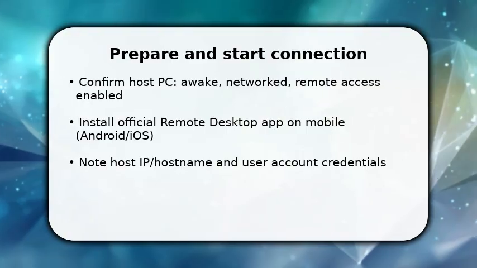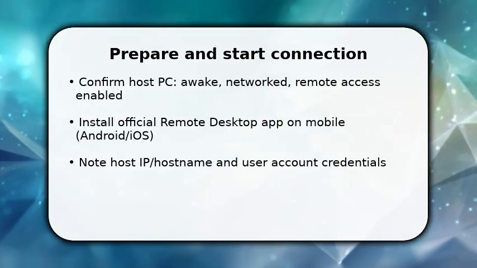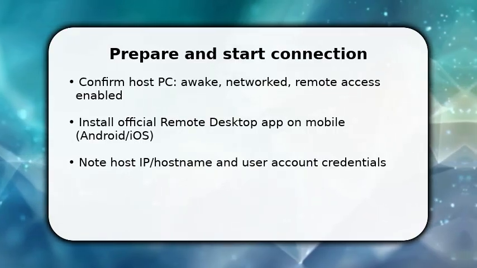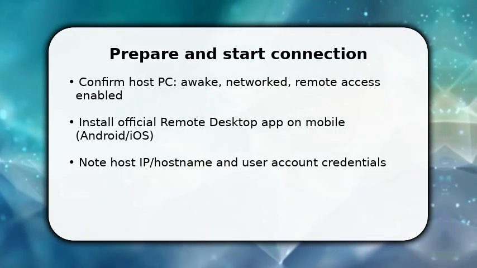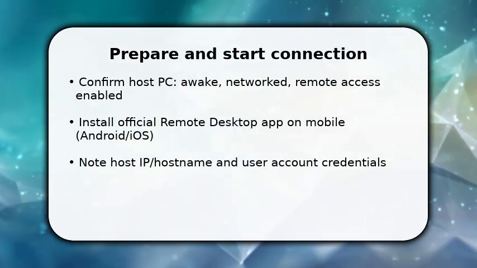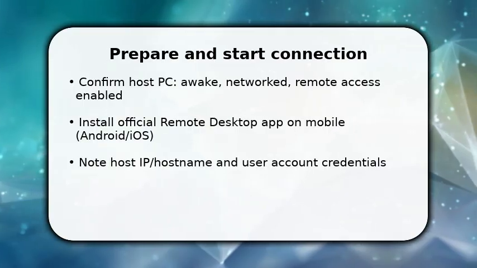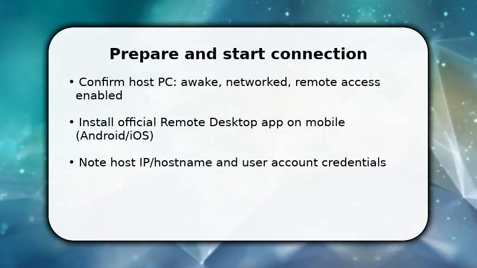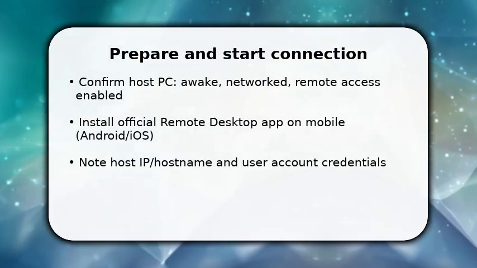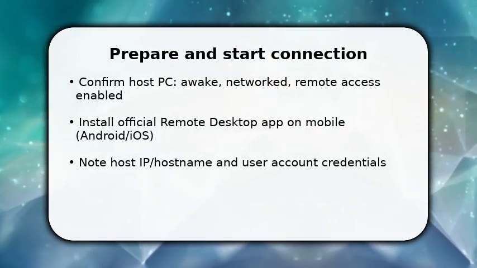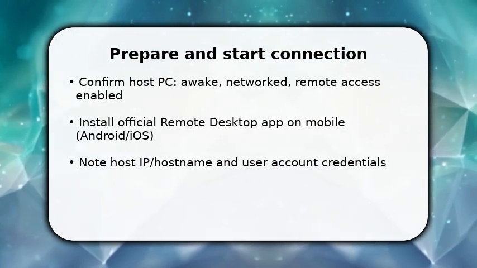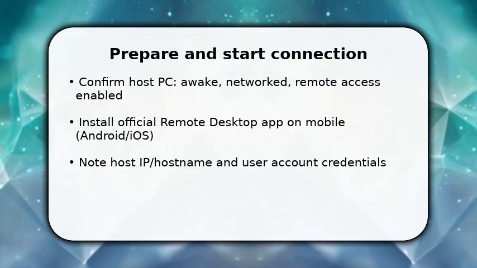You begin by making the host PC reachable. Enable remote desktop in system settings, set sleep to never while connected, and allow firewall access. Next, install the official remote desktop app on your phone, log in with the same Microsoft or domain account if required. Once done, verify the host's IP address or dynamic DNS name and write down the username and password. Make sure your mobile device is on the same network or that port forwarding/VPN is ready before continuing.